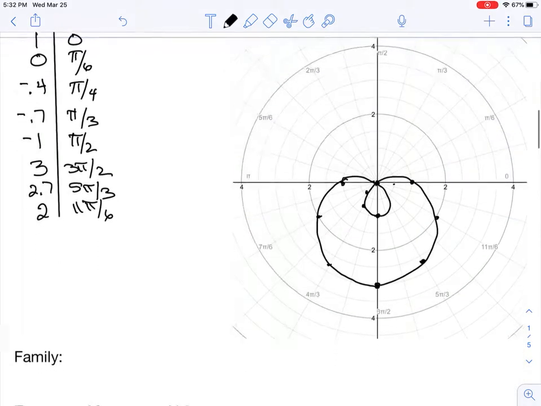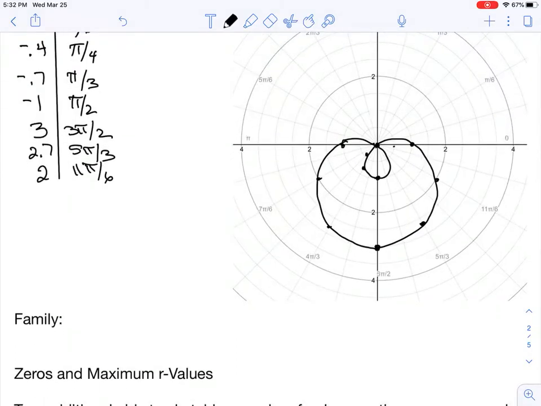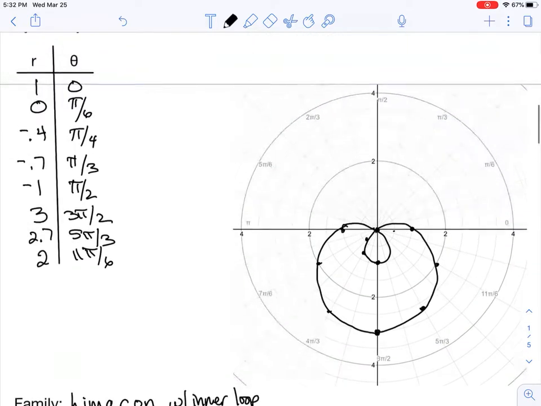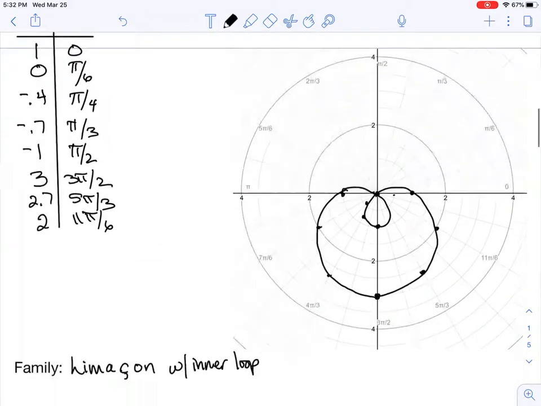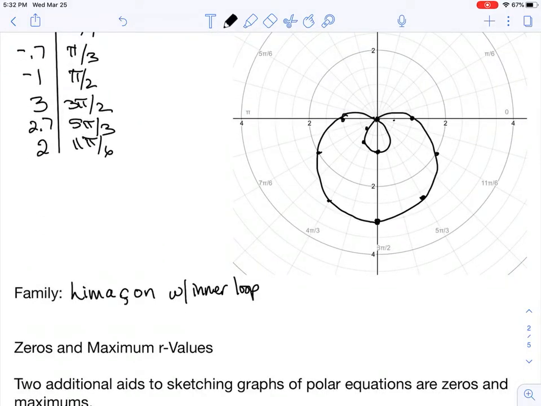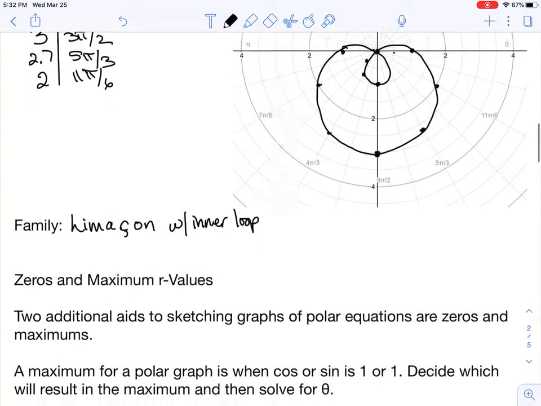All right, this one is, the name of the family is Limaçon. And it's that weird French C that sounds like an S. And this one is with an inner loop because of the relationship between the 1 and the 2. All right. So that's the family.